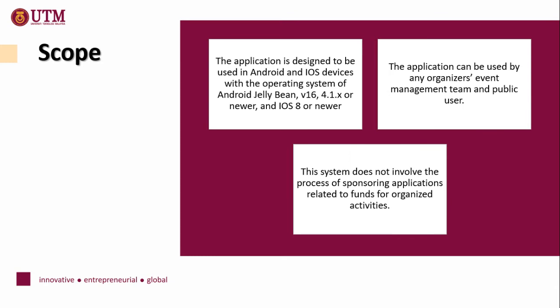So here is the scope of this project. First, the application is designed to be used on Android and iOS devices with the operating system of Android Jelly Bean V16, 4.1 or newer, and iOS 8 or newer. Second, the application can be used by any organizer's event management team and also public users that want to participate in the events. This system does not involve the process of sponsoring applications related to funds for organized activities.